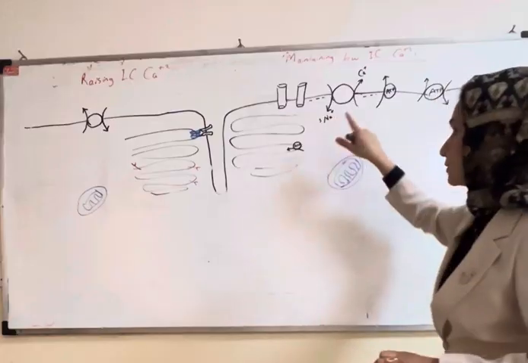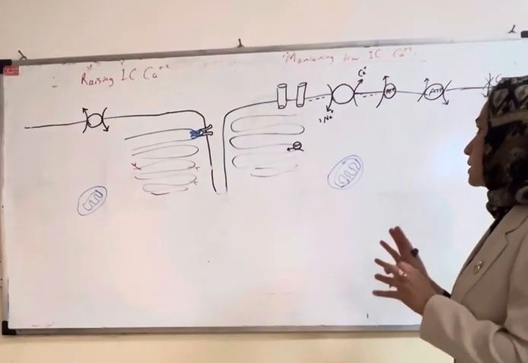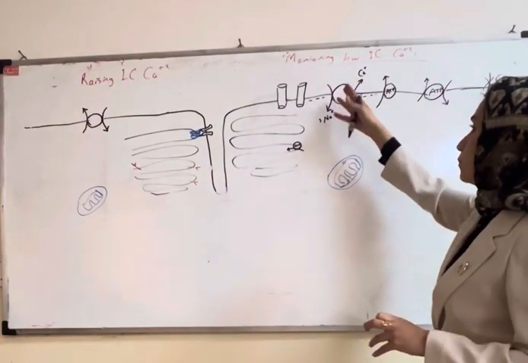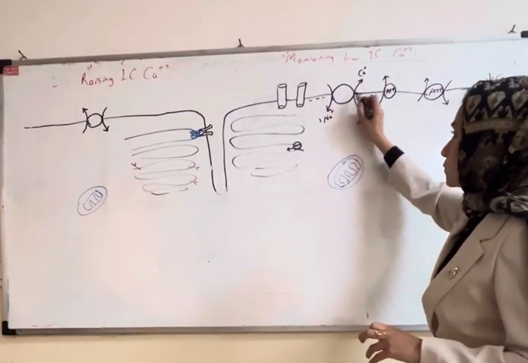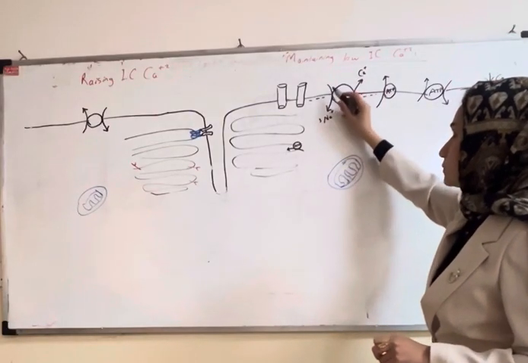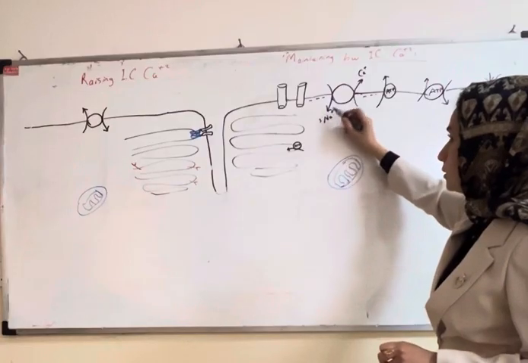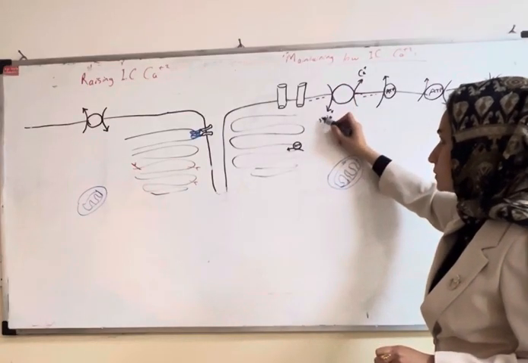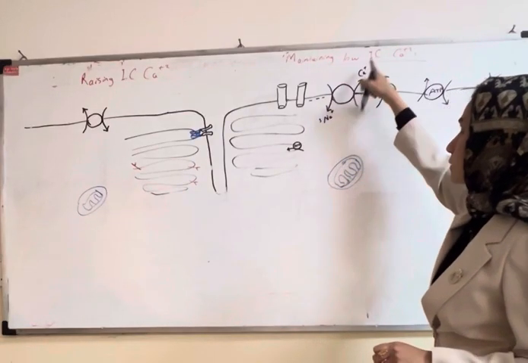That's why the electrochemical gradient is in favor of this mode of action of this transporter, the Na calcium exchanger, by moving Na in, more positive in, and calcium out.